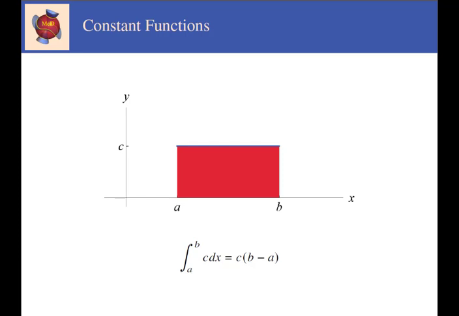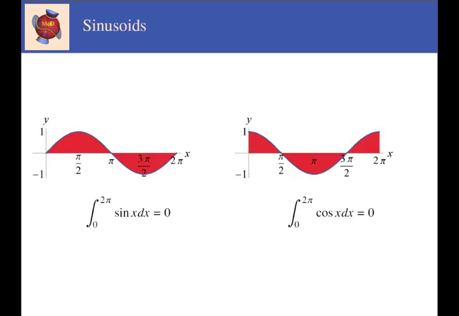In this case, you just get the constant times the width of the interval. You don't need the fundamental theorem of calculus to compute the area of a rectangle. Now, if you have the integral of a sine or a cosine over one full period, then the integral is 0. You can see that in both graphs.